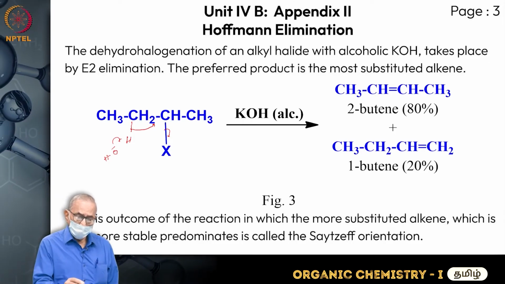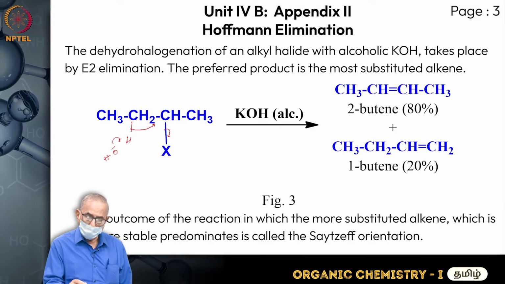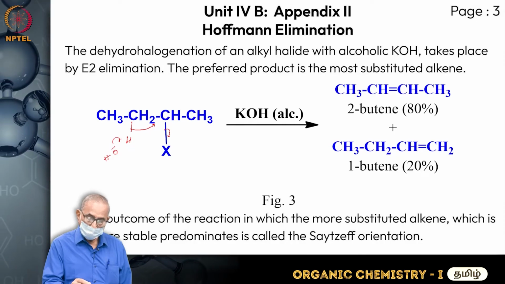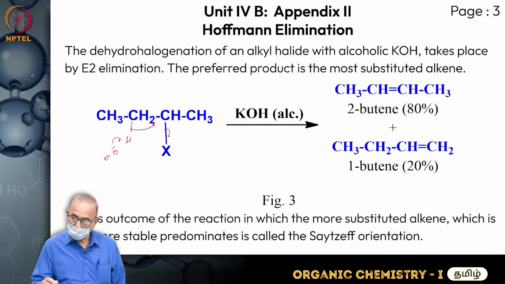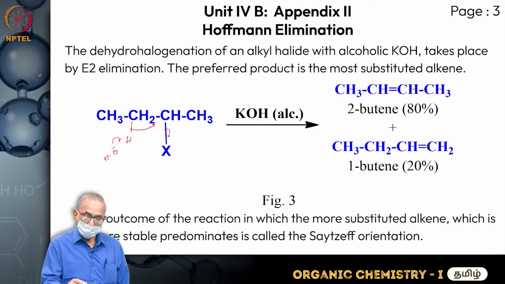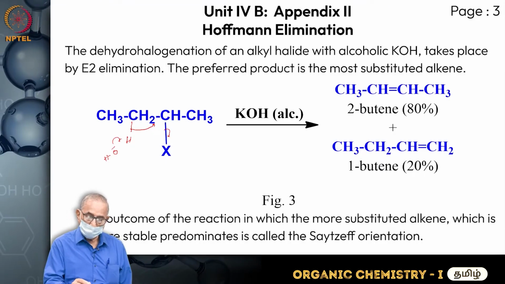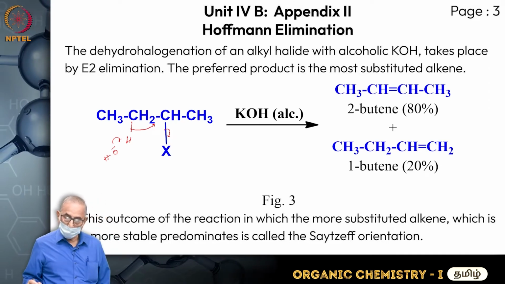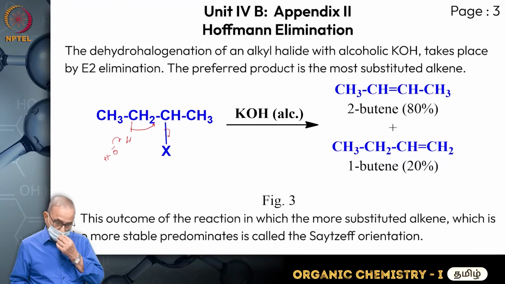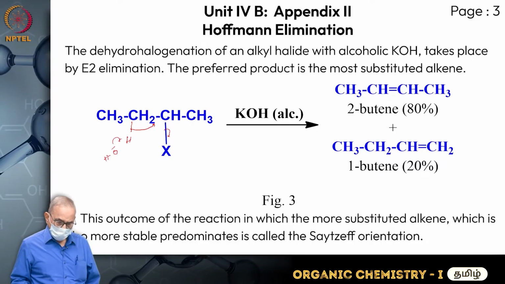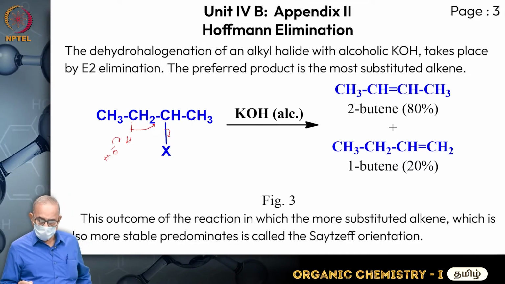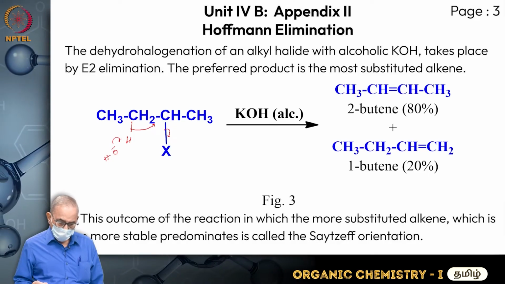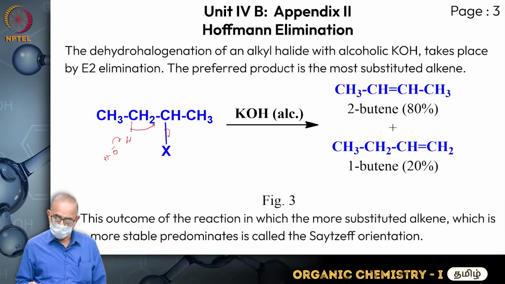Now, some of the product is formed by removal of this hydrogen, and just like this, the bond moves here, and then the X minus leaves, and you have 1-butene. When this hydrogen and X move, this is the CH double bond CH2. This is 1-butene formed to the extent of 20%. The outcome of this reaction, in which the more substituted alkene, which is also more stable, predominates, is called the Zaitsev orientation.